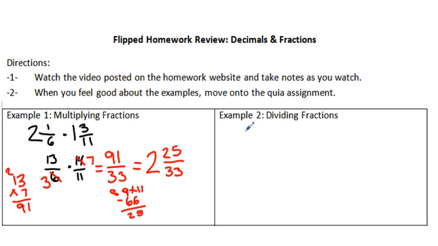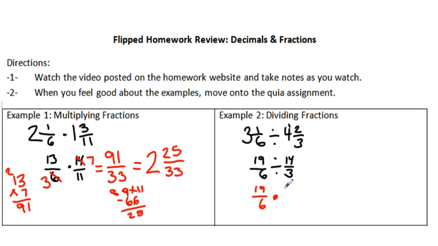And in this example, we're going to do 3 1/6 divided by 4 2/3. So we're going to make them improper. 6 times 3 is 18 plus 1 is 19 over 6, divided by 3 times 4 is 12, plus 2 is 14 over 3. So now that they're improper, I am going to follow the rules for dividing fractions: keep, change, flip. So keep 19 over 6, change the division to multiplication, flip 14 over 3 to 3 over 14.